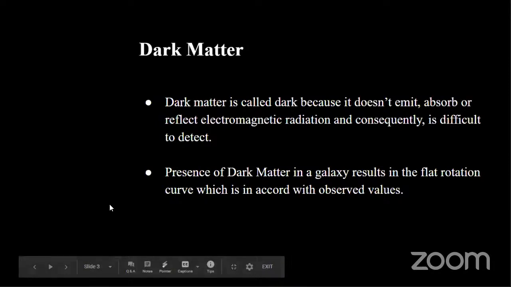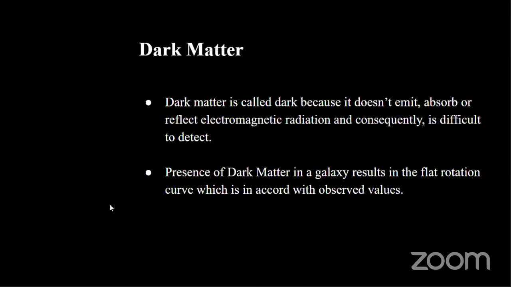So what is dark matter? Dark matter is called dark because it doesn't emit, absorb or reflect electromagnetic radiation, and consequently it is difficult to detect. So the only way we know that it exists there is because it interacts with gravity, and it becomes really difficult for the telescopes to detect it directly because they all work on the electromagnetic spectrum. So we need indirect methods to detect it.